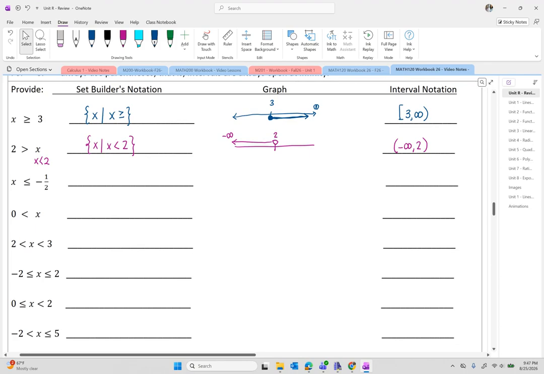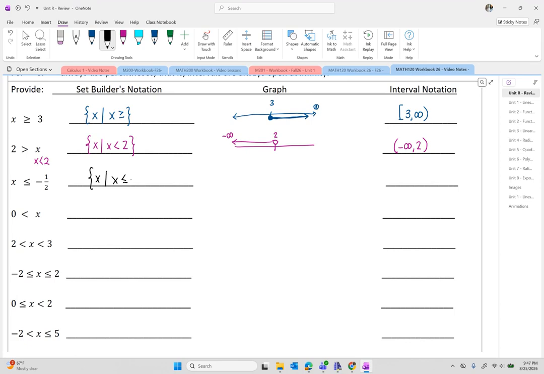If we want to graph x less than or equal to negative 1/2, if we want to write the set builder's notation, it will be x such that x is less than or equal to negative 1/2.